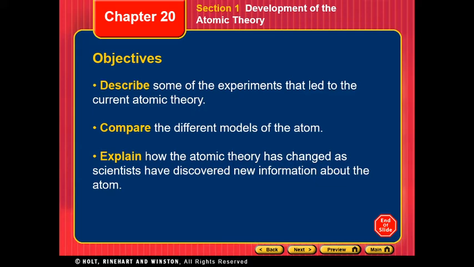The objectives for this lesson: first, describe some of the experiments that led to the current atomic theory. Second, compare the different models of the atom. Third, explain how the atomic theory has changed as scientists have discovered new information about the atom. So it is like learning the history of how the atom was discovered. So we will know some of the scientists that contributed to this atomic theory.